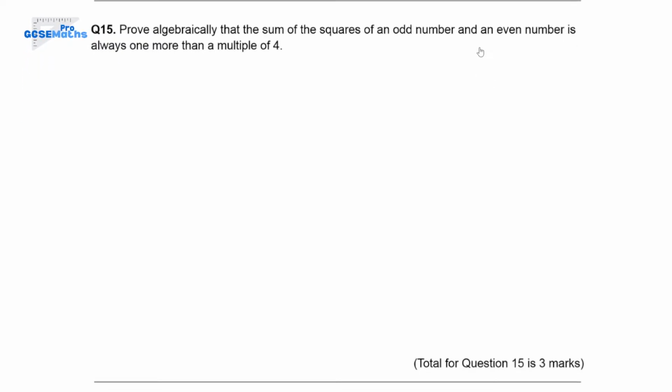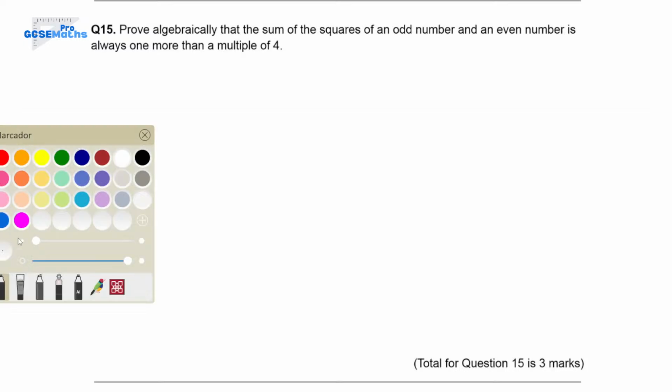Okay, question 15, algebraic proof seems to come up a fair amount in the non-calculator. Obviously it could come up randomly. The actual question itself is very varied. So this is just one that I've come up with. So prove algebraically that the sum of the squares of an odd number and an even number is always one more than a multiple of 4. So that's a lot to take in.